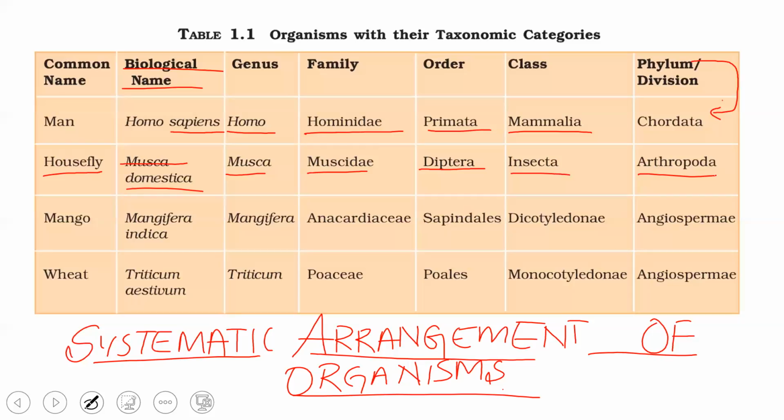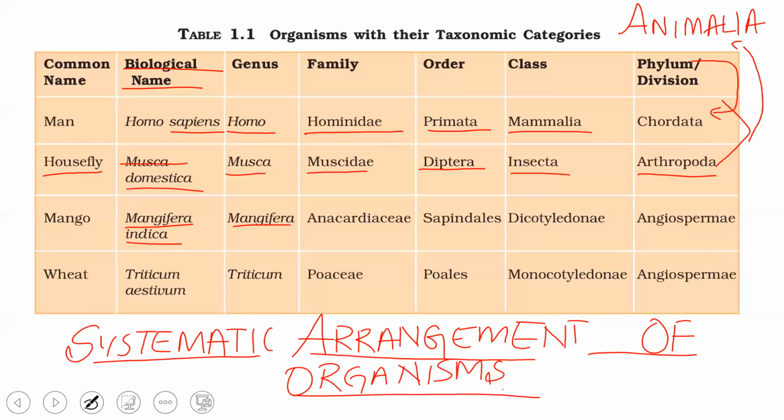And of course, these two belong to the kingdom called Animalia. Kingdom Animalia. Then come the remaining two plant examples. Mango. The scientific name of mango is Mangifera indica.